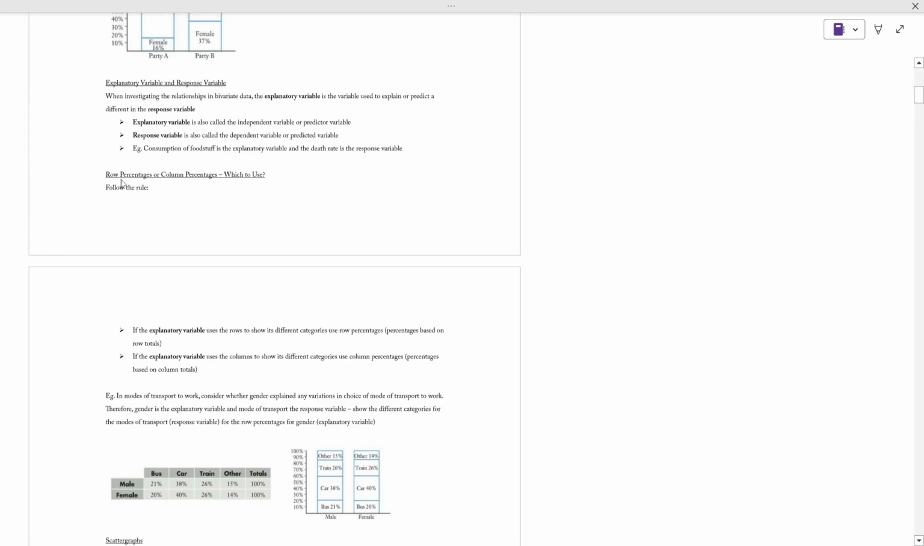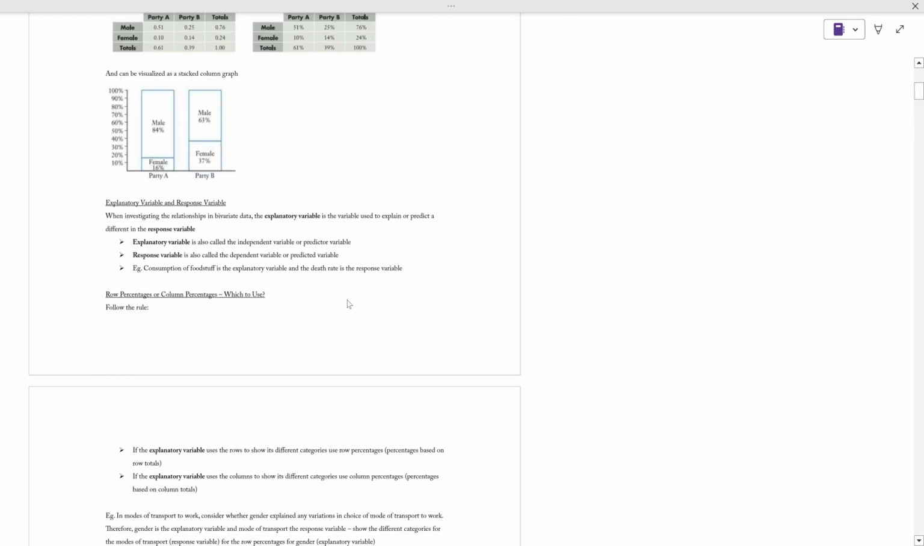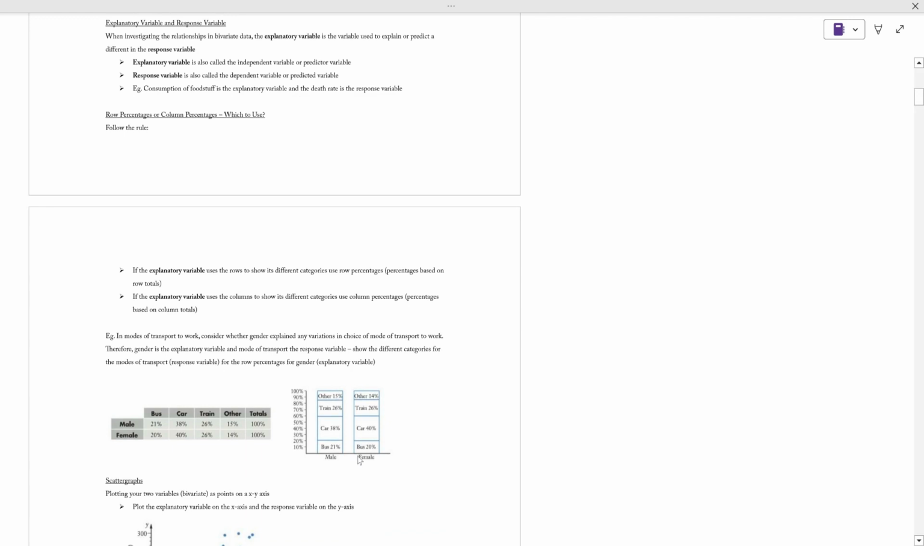So we did touch on row percentages or column percentages in the above. However, which one do we use when we answer questions? So follow this rule. If the explanatory variable uses the rows to show its different categories, use row percentages. So this is the percentages based on the row totals. However, if the explanatory variable uses the columns to show its different categories, use column percentages, or the percentage based on the column totals. So if that meant nothing to you, went over your head, don't worry, we'll go through an example.